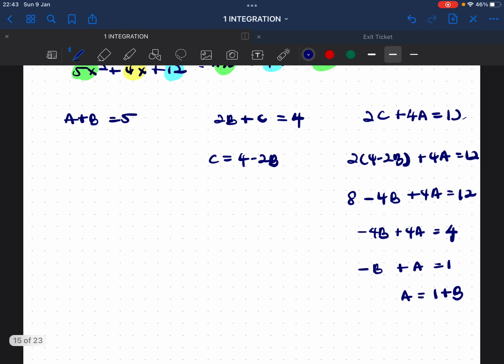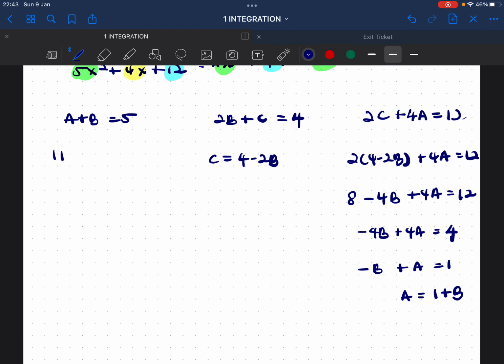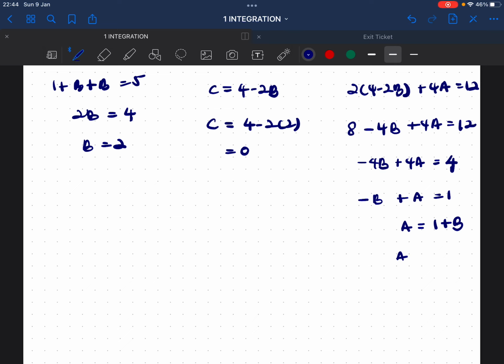Alright. So now we can substitute this into here. So that will be 1 plus B plus B is equals to 5. So we have 2B equals to 4. B is equals to 2. Alright. So we have our B is equals to 2. We can substitute to find our C. 4 minus 2 times 2, that will be 0. It's fine. Your constant 0 is fine. So A is equals to 1 plus 2. That will be 3. So this is our answer.